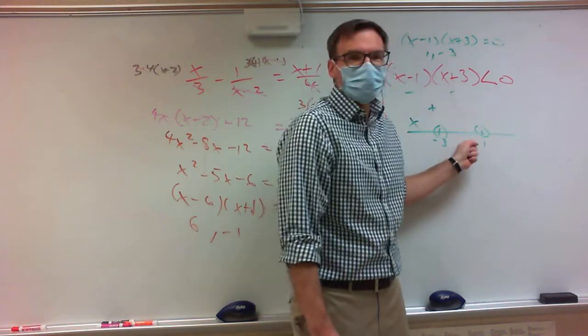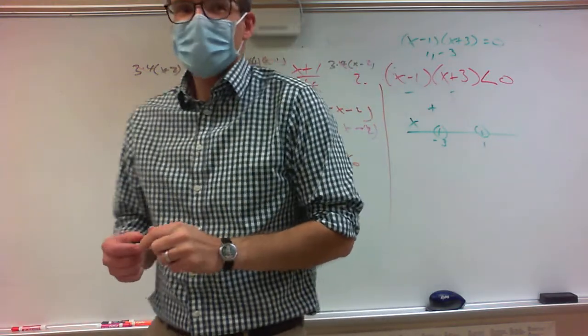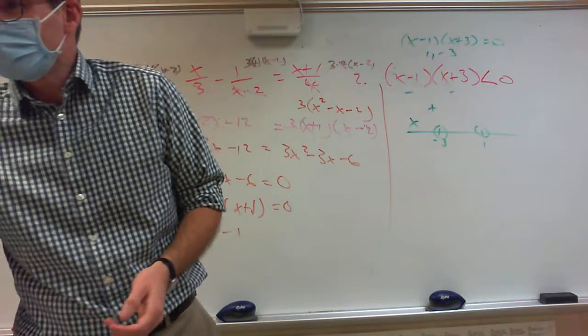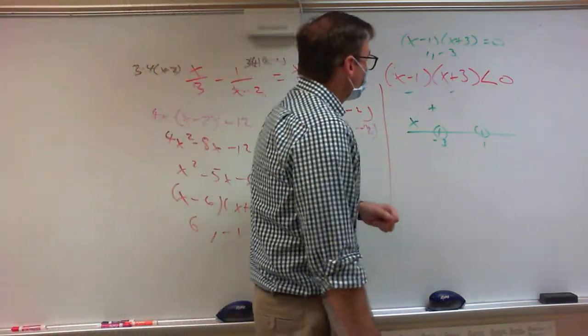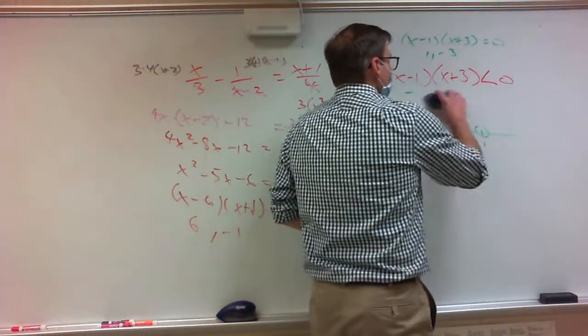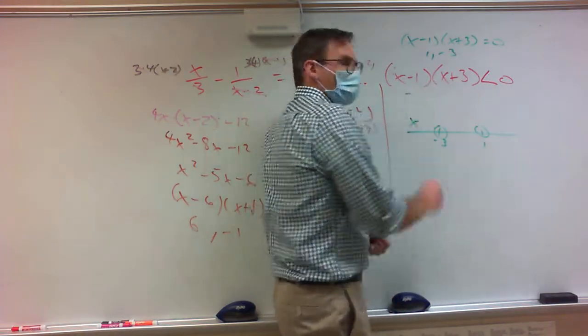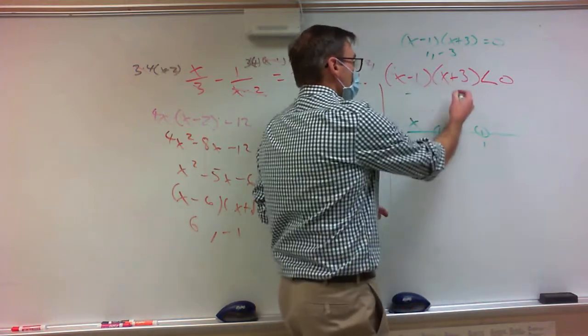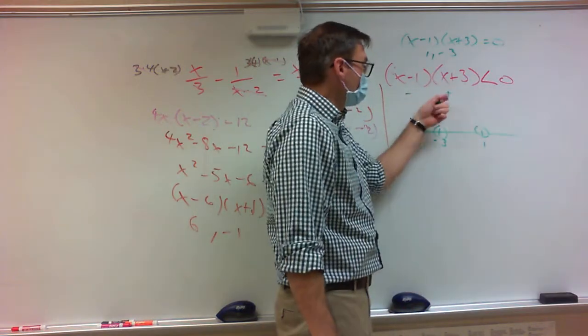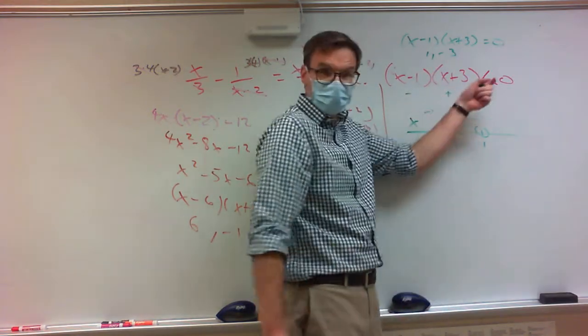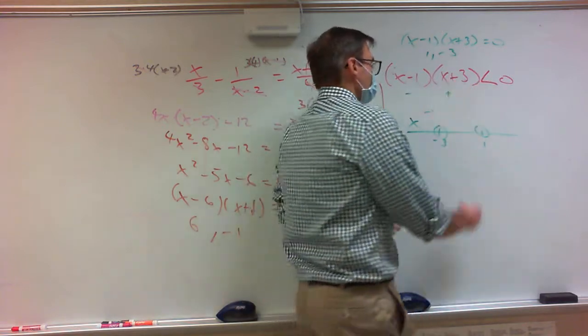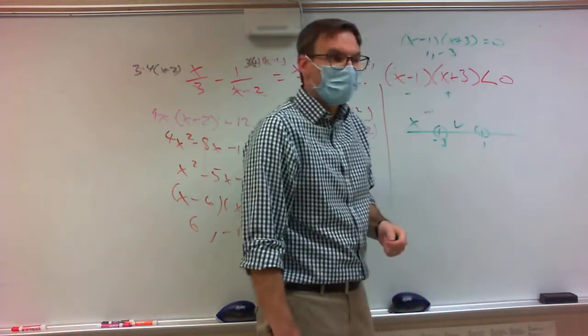And so now we pick something over here. What's a reasonable value to pick in that interval? Anytime you can pick 0, you want to pick 0. And we're still going to approach it this same way. 0 minus 1, I bet that's a negative number. 0 plus 3, I bet that's a positive number. Negative times positive is negative. Is negative less than 0? Yeah, you bet. It works.